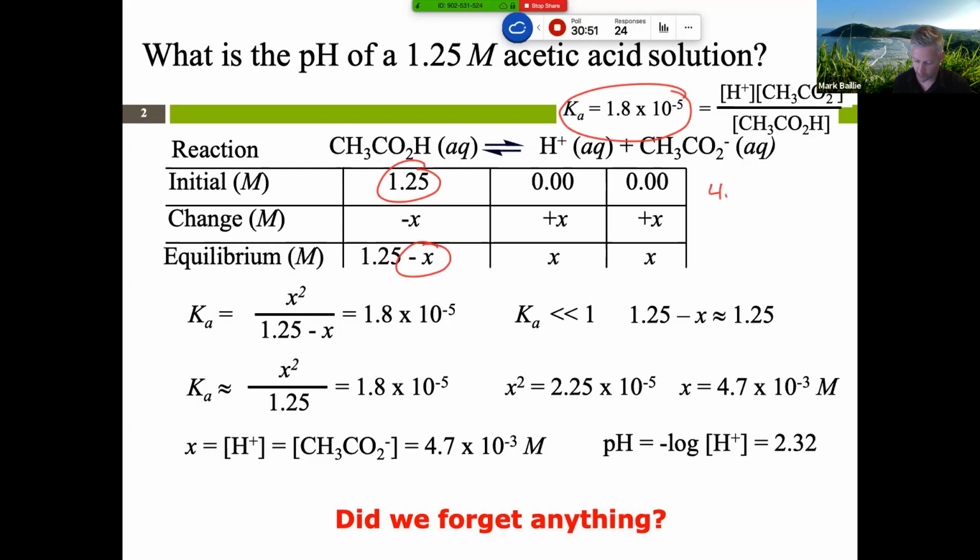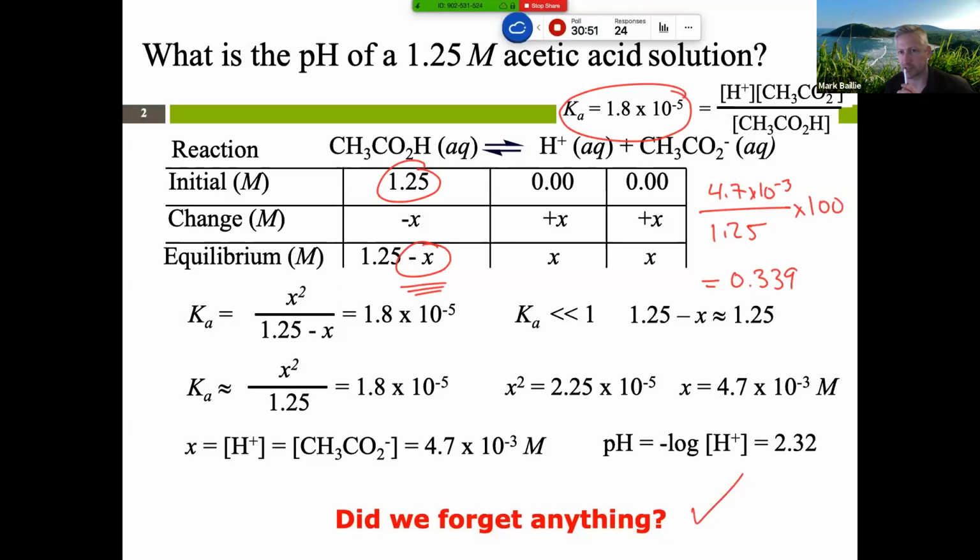So we know it's 4.7 times 10 to the negative third is how much the change was. 1.25 molar is what we started with, multiplied by 100 to give us a percentage. And I get 0.339 maybe, something like that. It's less than 1% of that initial value that was dissociated in order to get to equilibrium. So the assumption is valid. We're good. We don't have to do the quadratic. Any questions on that?